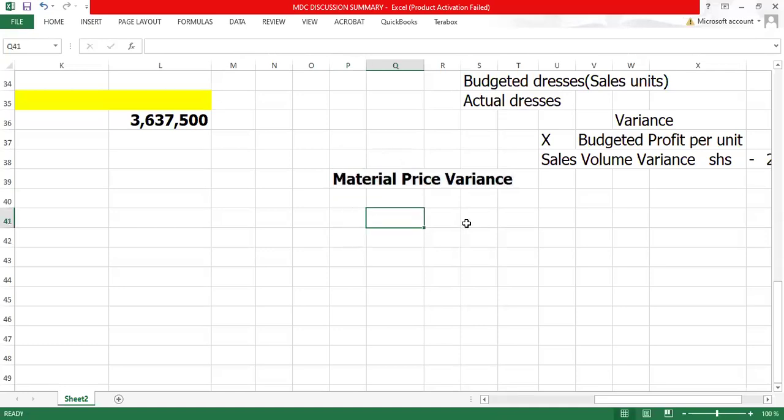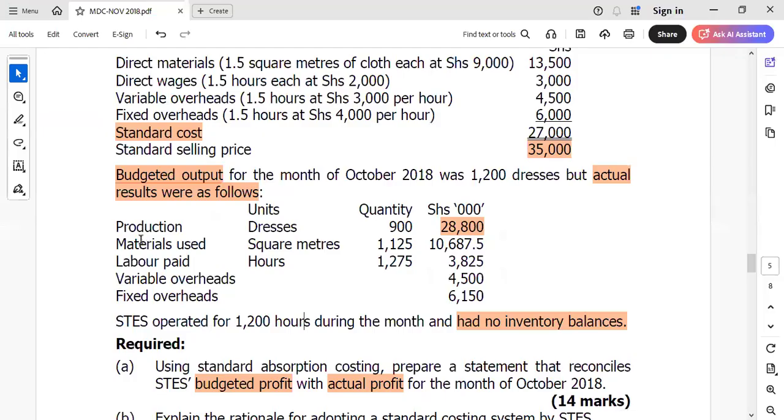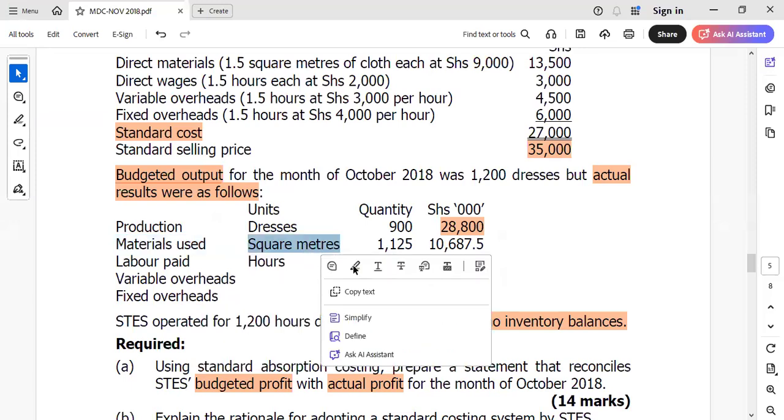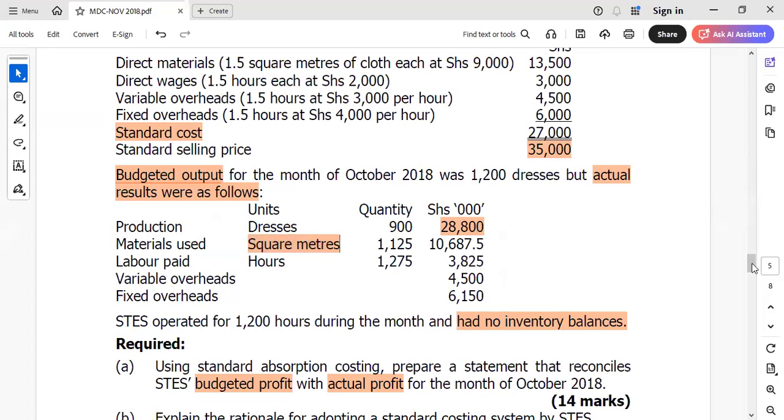Now we are looking at materials. The question is, these materials you are looking at are measured in terms of what? What is the unit of measure? You are buying these in terms of what? Let me see the unit of measure. The materials used are in square what? In square meters.